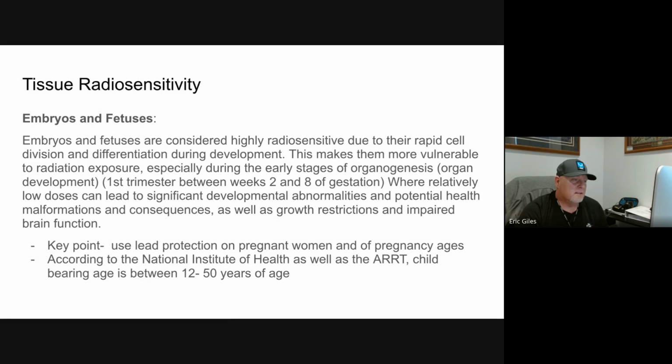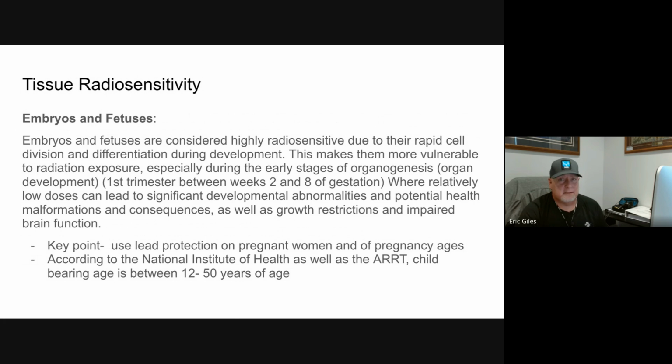Where relatively low doses can lead to significant developmental abnormalities and potential health malformations and consequences, as well as growth restrictions and impaired brain function. So it's important. We ask that question for a reason. And like I said, we need to do that so we can protect that unborn child, especially between weeks 2 and 8. But that's just what they say.